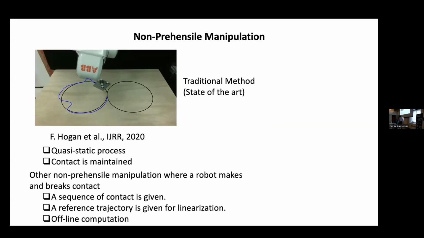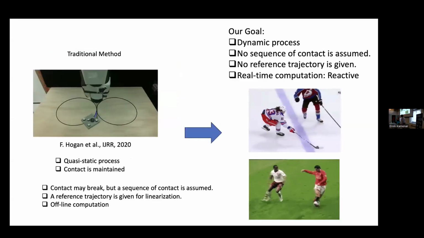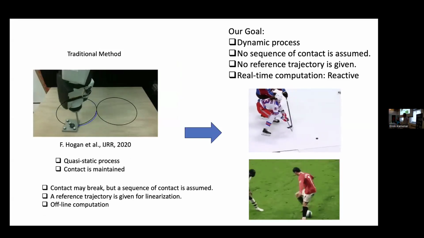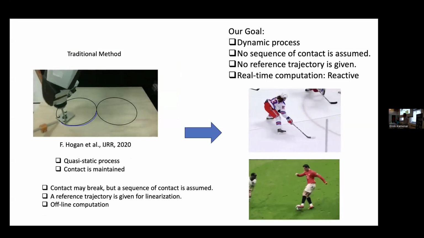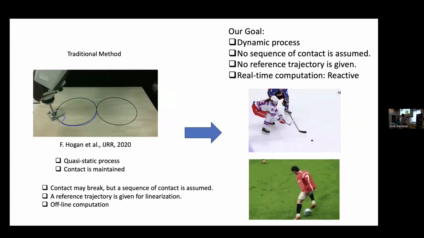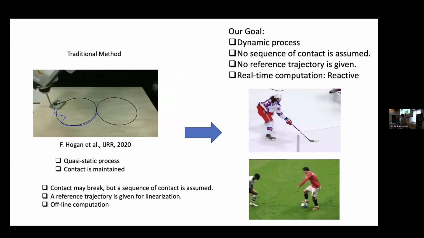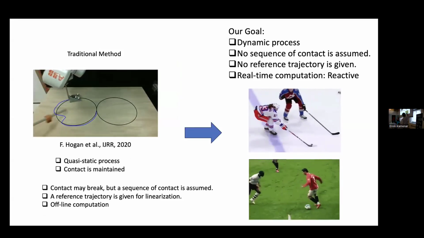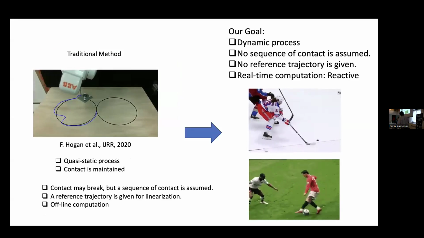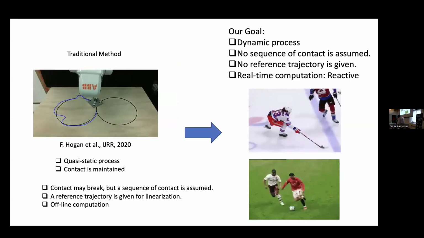Some similar works assume that some sequence of contact and non-contact is given, or a reference trajectory is given along which linearization is made, with some offline computations. But what I would like to do is something like this. The real system is much more dynamic, right? That's not within the scope. So no dynamic process, no sequence of contact is assumed, no reference trajectory is given. Everything must be done in real time in computation.